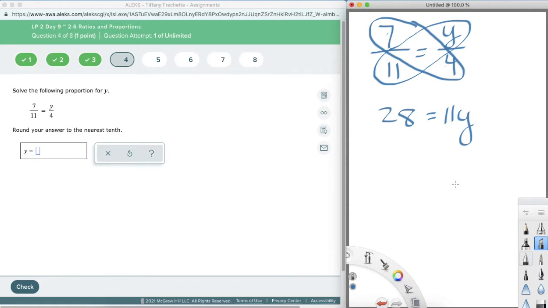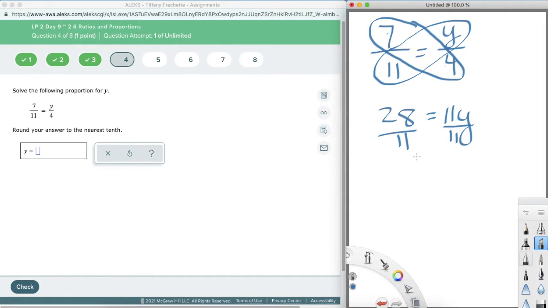So just be aware that some teachers may request that you still write down all of your steps, especially if they see that you're making mistakes. All right, so we want to divide by 11 here because I'm multiplying by 11. So we're going to divide both sides by 11.